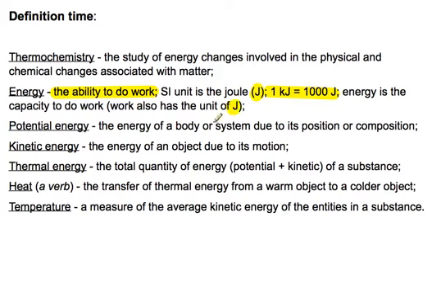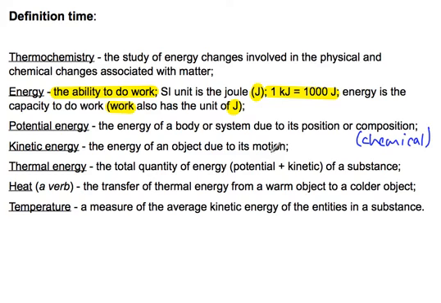Work also has the unit of joule, by the way. So both energy and work have the unit of joule. Three types of energy: potential energy, energy of a system or a body due to its position or composition. When we say composition here, we're talking about chemical potential energy, and that's the bonds in the different compounds.